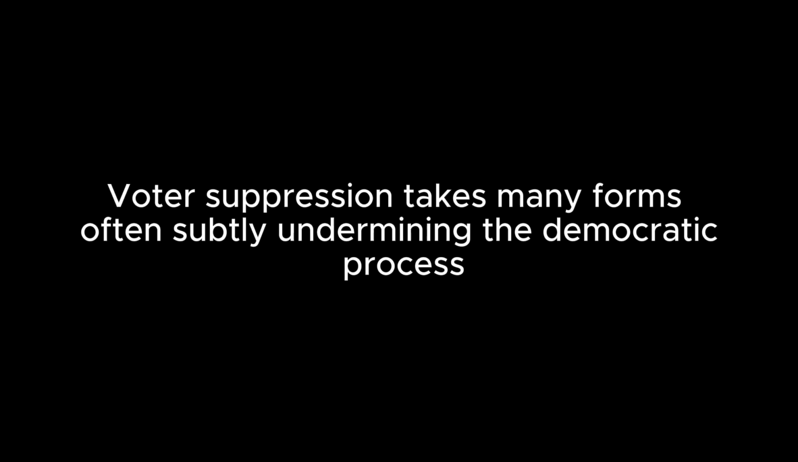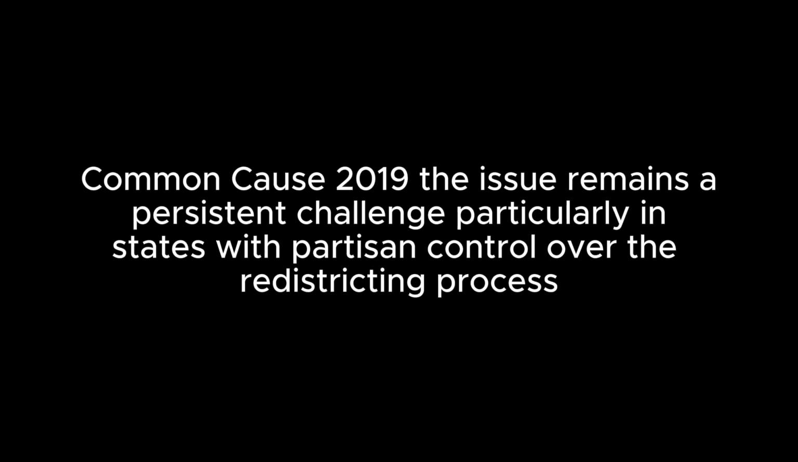Voter suppression takes many forms, often subtly undermining the democratic process. One common tactic involves manipulating voting districts through gerrymandering, a process of redrawing electoral boundaries to favor a particular party or group. This can effectively dilute the voting power of certain communities, making it harder for their voices to be heard. While the Supreme Court has addressed gerrymandering in several cases, including Rucho v. Common Cause (2019), the issue remains a persistent challenge, particularly in states with partisan control over the redistricting process.